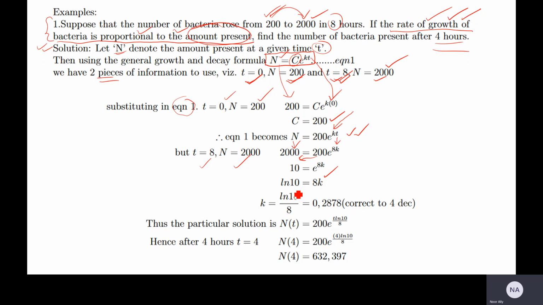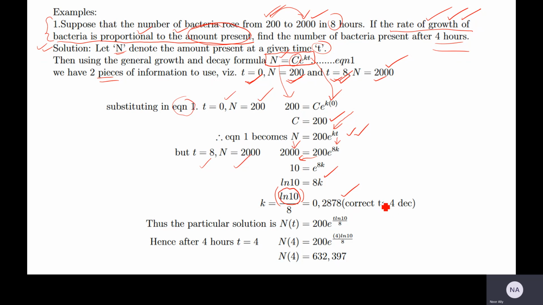And please be careful. It's the entire ln 10 divided by 8. It's not ln, open brackets, 10 over 8. It's open brackets ln of 10, then divide by 8. There's my answer, 0.2878, correct to 4 decimal places.